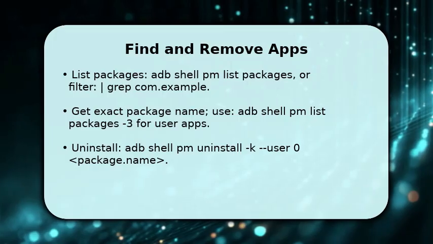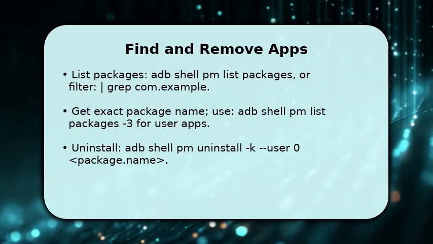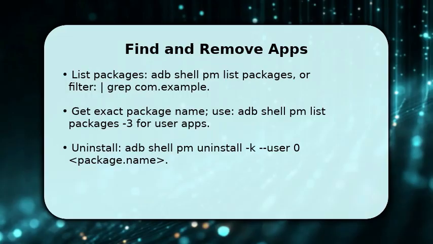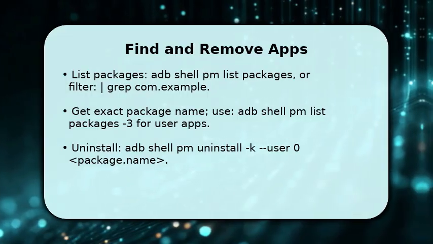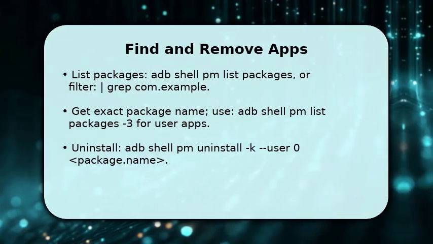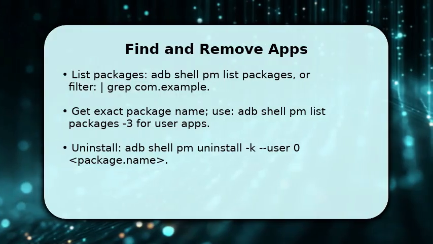Once in the shell, find the app's exact package name. Use pm list packages -3 for user-installed apps or filter with grep. You need the precise package identifier because pm uninstall targets that string.